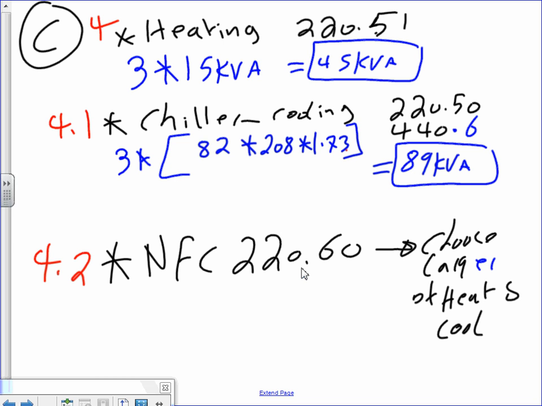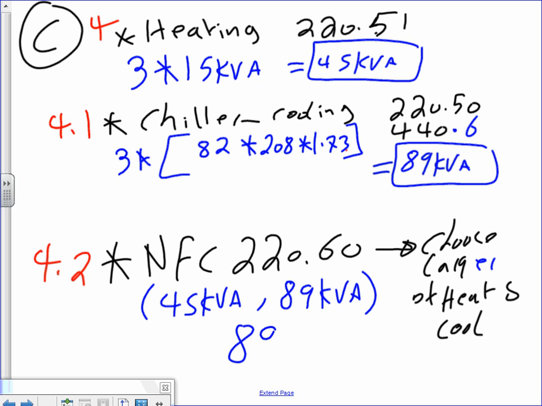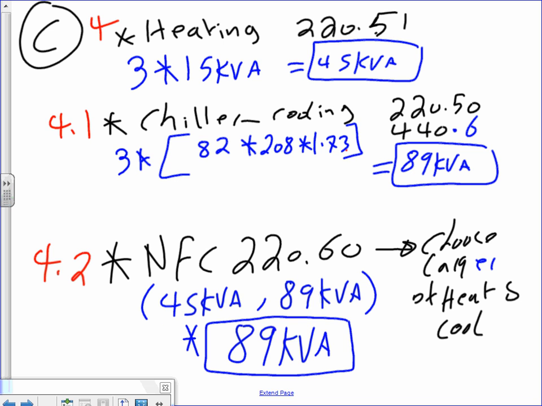Okay, so let's go find that larger of heat and cool. So the heat and cool are right in front of you. It's 89, right? So we're going to use 45 kVA, comma, 89 kVA. Choose the larger of the two. So obviously, it's 89 kVA. And you square it or rectangle it. And make sure you put Y lower than it.